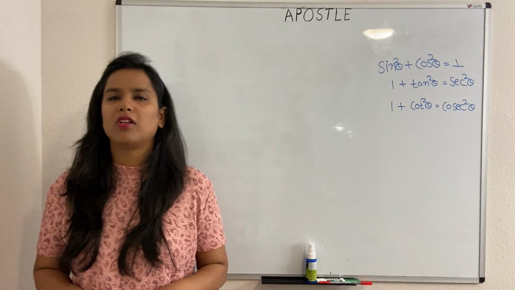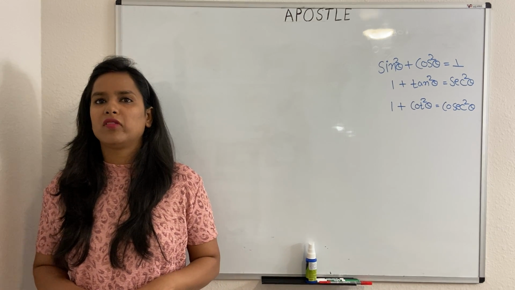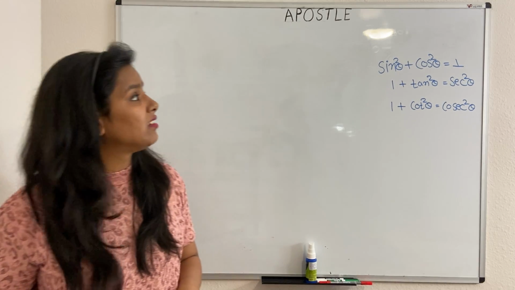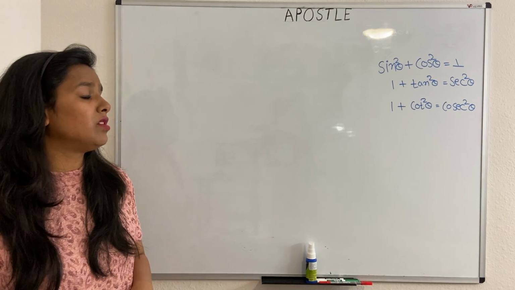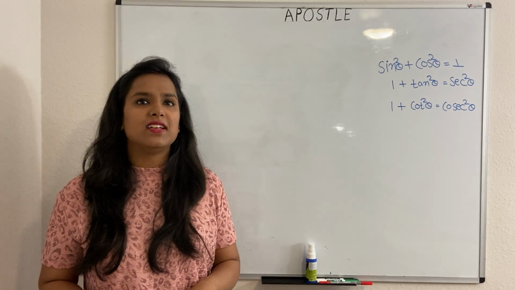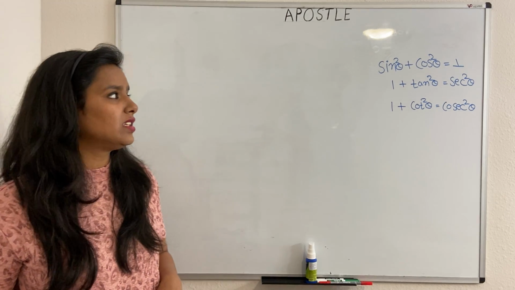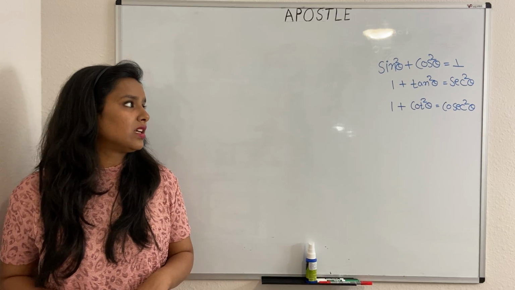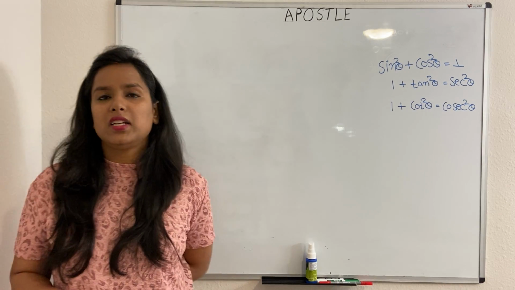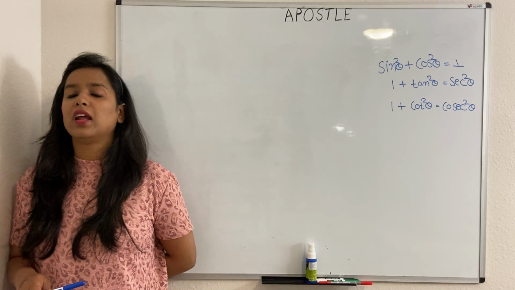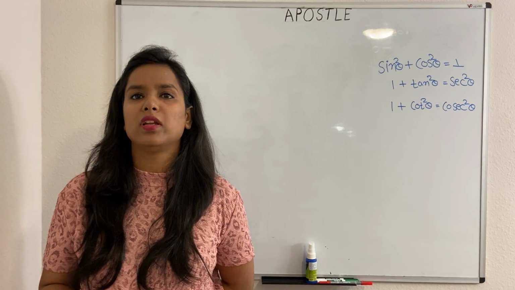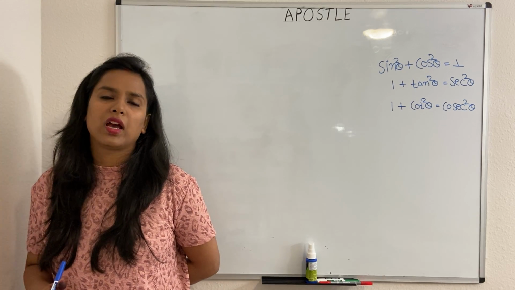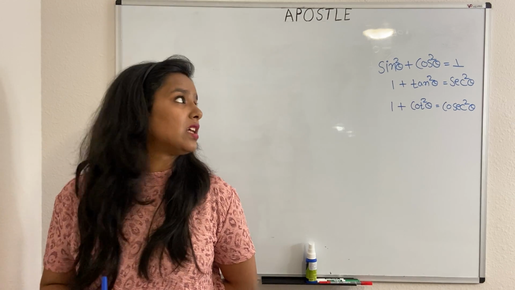Today we are going to solve three very important trigonometric identities. You may have heard about these identities. The first identity is sin squared theta plus cos squared theta equals 1. The second identity is 1 plus tan squared theta equals sec squared theta. And the third identity is 1 plus cot squared theta equals cosec squared theta. These three identities are really very important, and the proof of these identities is also very important. So first of all, I'm going to show how we find these identities.